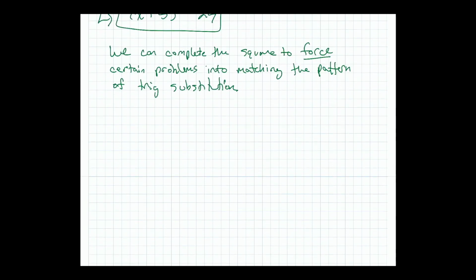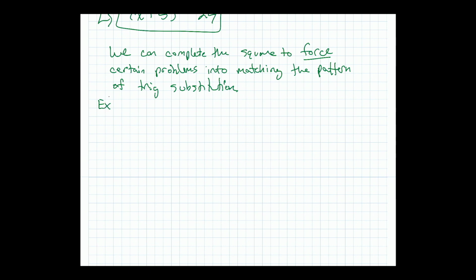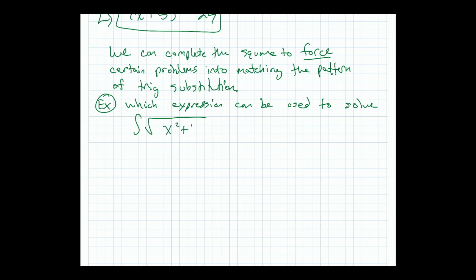So an example of this, and here's an example from the homework. It doesn't actually make us do the whole integral. It just makes us do the completing the square and substitution part. The way they say it is weird. They say which expression can be used to solve, and then they give us this integral: the square root of x squared plus 4x dx.